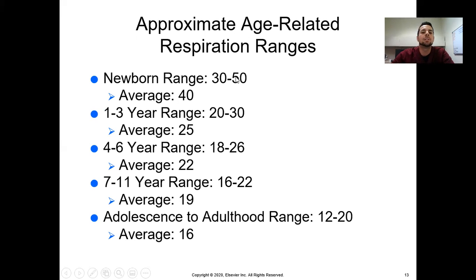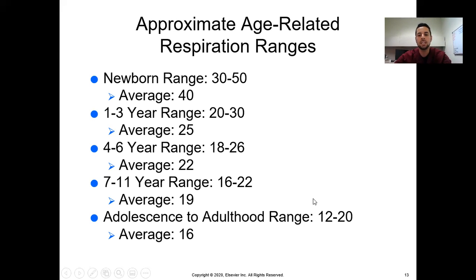Now, the different age ranges for respirations. So newborns, it's going to be a little bit higher as opposed to adults. I'm generally worrying about adults when I'm teaching the class, but it's good to know these ranges if you ever work in pediatrics, but I'll cover these in class. And then we have 1 to 3, which is 20 to 30, 4 to 6, which is 18 to 26, 7 to 11, which is 16 to 22, and then adults, normally it's 12 to 20.